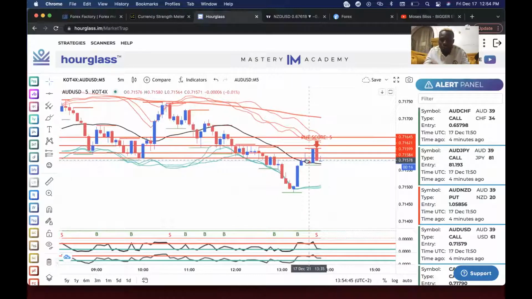Takes commitment, takes consistency, and it takes discipline above everything. It takes you being disciplined. You see this candle is going to give us a continuation. This is the type of move I love. This type of move, I want the price to actually calm down.